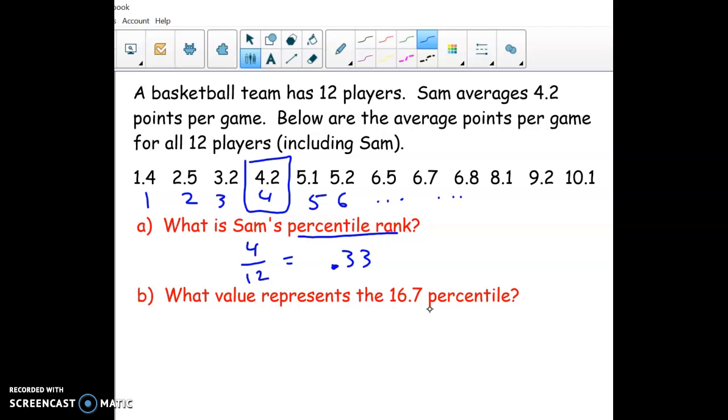All right, and so the 16.7 percentile, there's a couple ways to do this. You could just say 1 out of 6, is that the 16th? You could divide it, but that's not the 16th percentile.